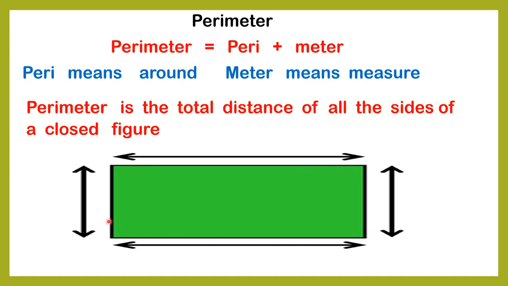This is a rectangle. What I mean by closed figure is the figure with all the sides, and perimeter is the total distance of all the sides. So this, 1, 2, 3, 4. When you measure all 4 sides, then it is called the perimeter of that figure. Let me explain a little more clearly.